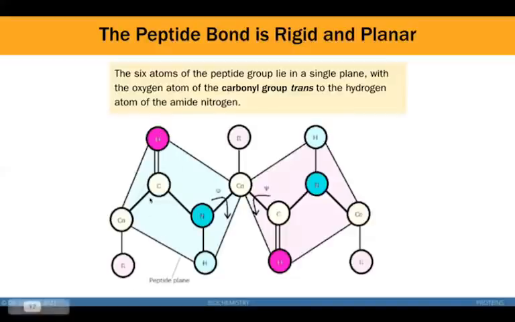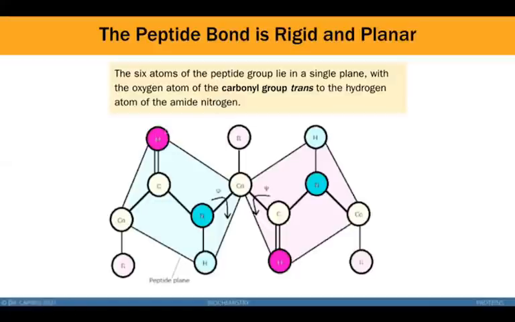So the peptide bond is here. So this is the peptide bond. This is the carbonyl carbon and the nitrogen of an amide group. So this is rigid. Okay. So the carbonyl carbon and nitrogen comprise the peptide bond. As you can see, the oxygen bound to the carbonyl carbon is trans to the hydrogen, meaning it has an opposite direction to that of the hydrogen bound to the nitrogen. And this forms a planar structure.